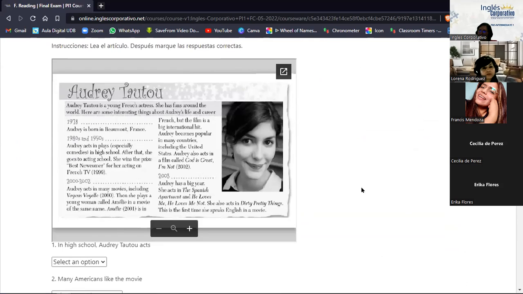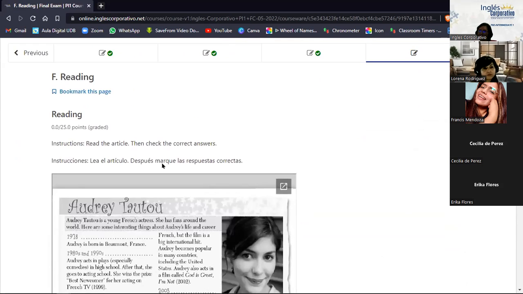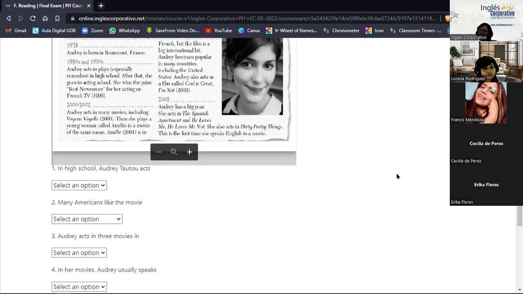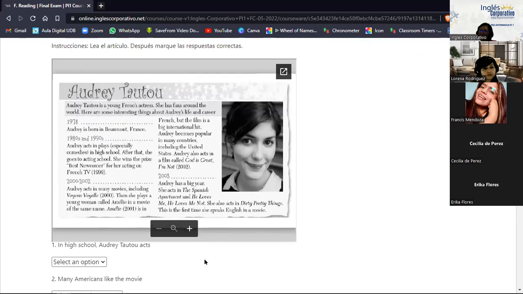And then we have the last one, right? It says Audrey Tautou, I think, right? It says read the article, then check the correct answers, okay? Here we have the information about Audrey, and what you have to do is to fill in the blanks, right?